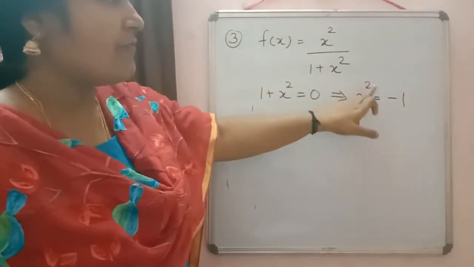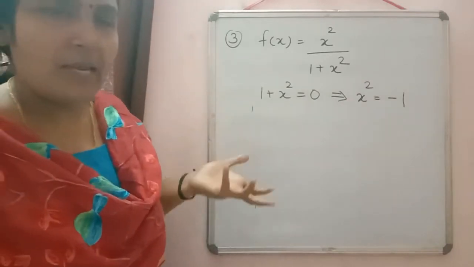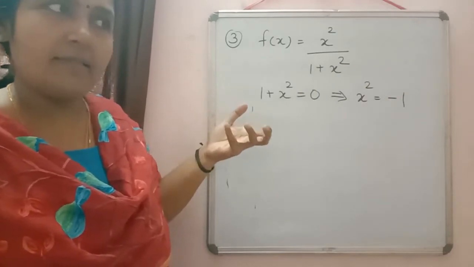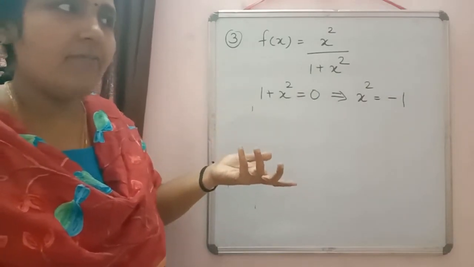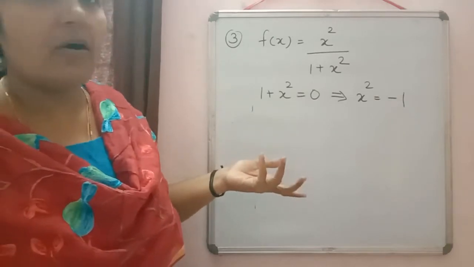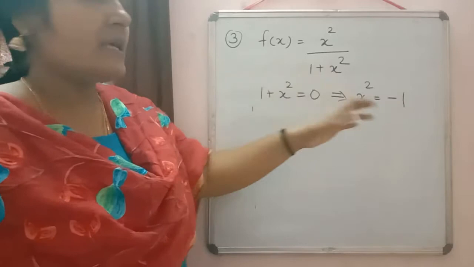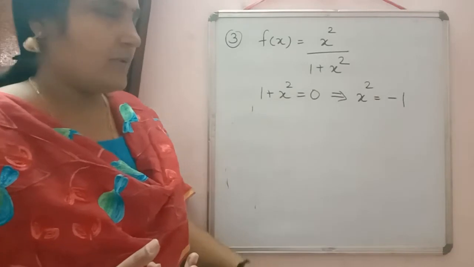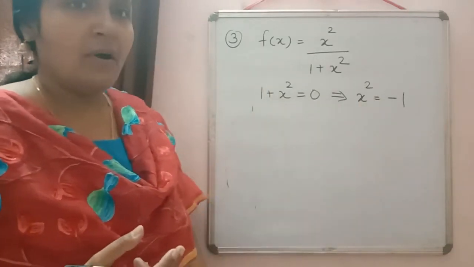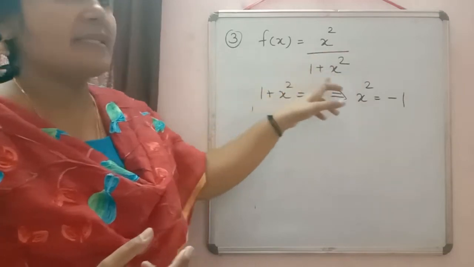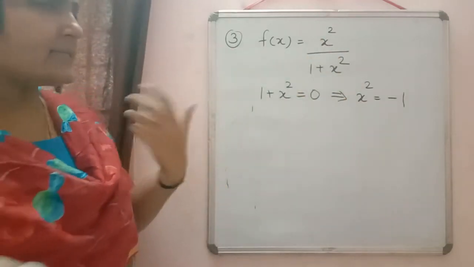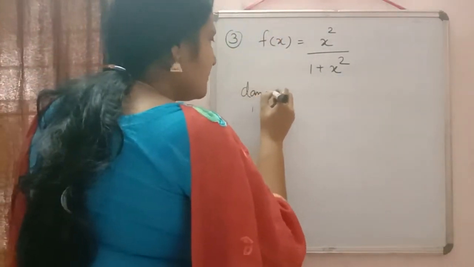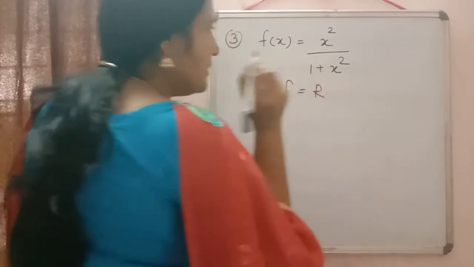So if denominator equals 0, then we will get x square is equal to minus 1. Meaning the square of a number is negative. Do you know any number whose square is a negative number? No, because the square of a positive number is positive and the square of a negative number is also positive. So in real numbers, we don't have any number whose square will be equal to minus 1. So x square will not take the value minus 1. So here no restriction is there for the values of x. x can take any value. So we can write domain of f is equal to R.